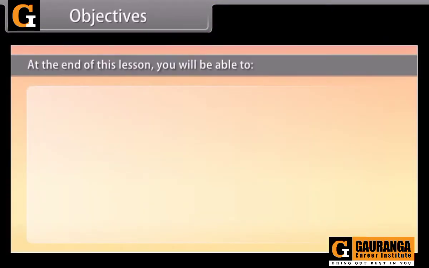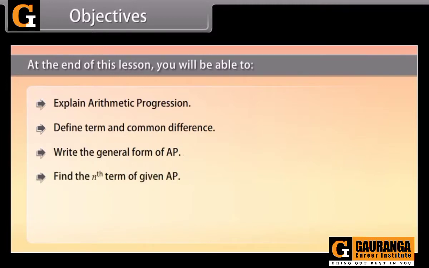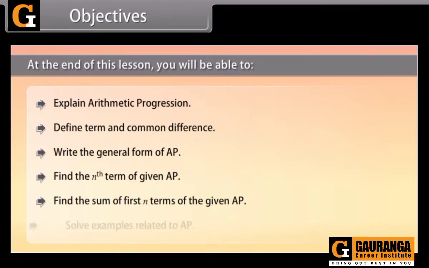Objectives. At the end of this lesson, you'll be able to explain arithmetic progression, define term and common difference, write the general form of AP, find the nth term of given AP, find the sum of first n terms of the given AP, and solve examples related to AP.